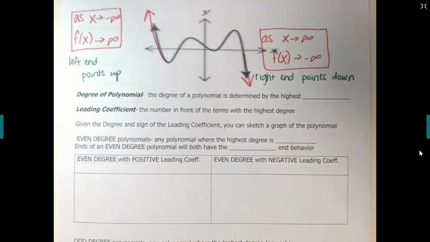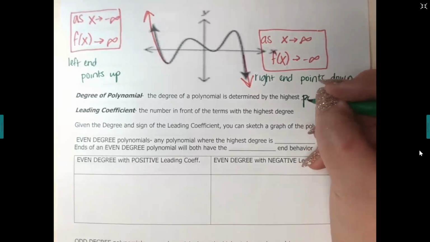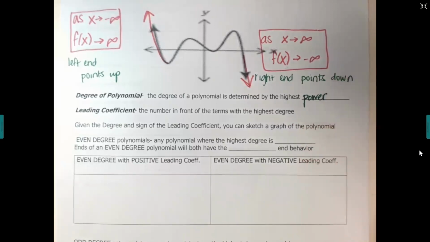Okay, you have one more kind of random little thing here before we make an effort to tie this all together. The last thing that we're going to talk about, another small topic, is the degree of a polynomial. The degree of a polynomial is determined by the highest power in that polynomial. And then your leading coefficient is going to be the number that is in front of that term.